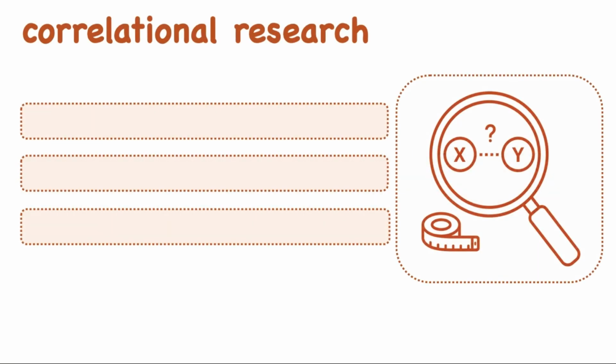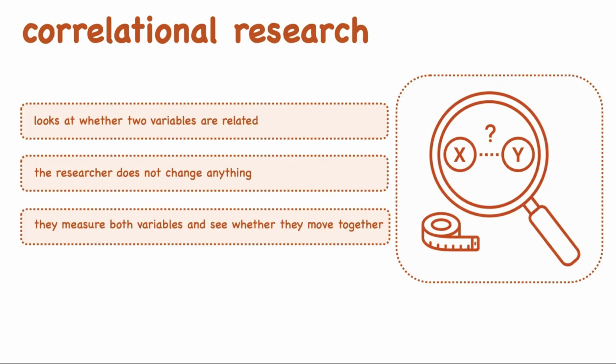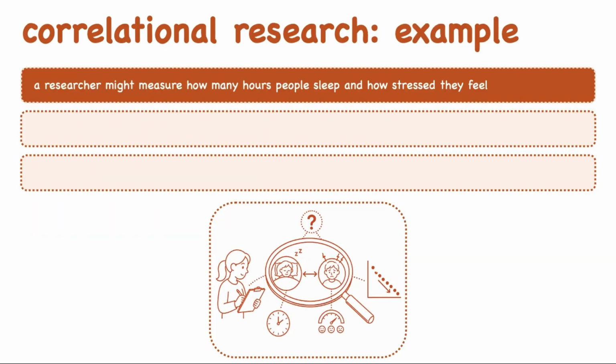Correlational research looks at whether two variables are related. The researcher does not change anything. They measure both variables and see whether they move together. For example, a researcher might measure how many hours people sleep and how stressed they feel.